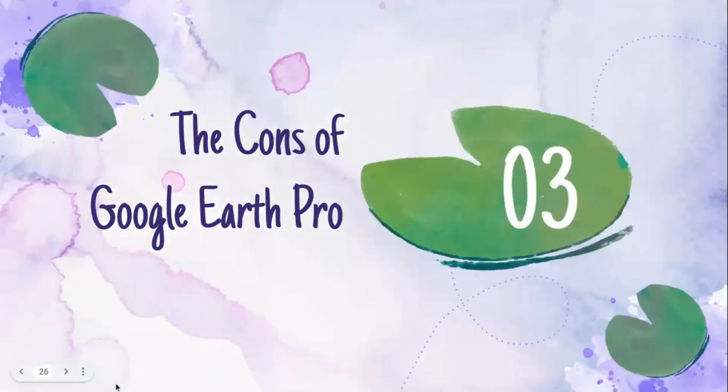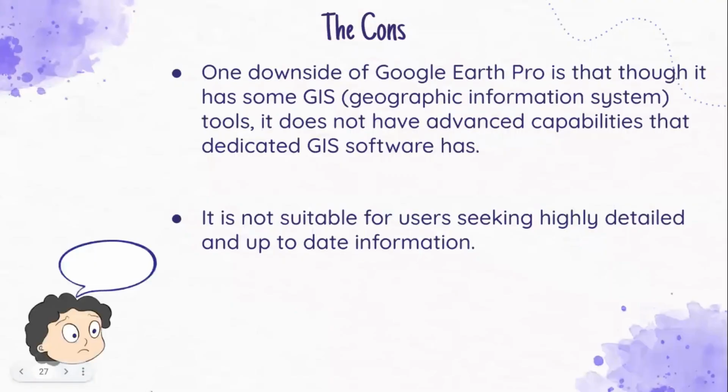The cons of Google Earth Pro. One downside of Google Earth Pro is that though it has some GIS tools, which stands for Geographic Information System, it does not have the advanced capabilities that dedicated GIS software has. Another con is it is not suitable for users seeking highly detailed and up-to-date information.